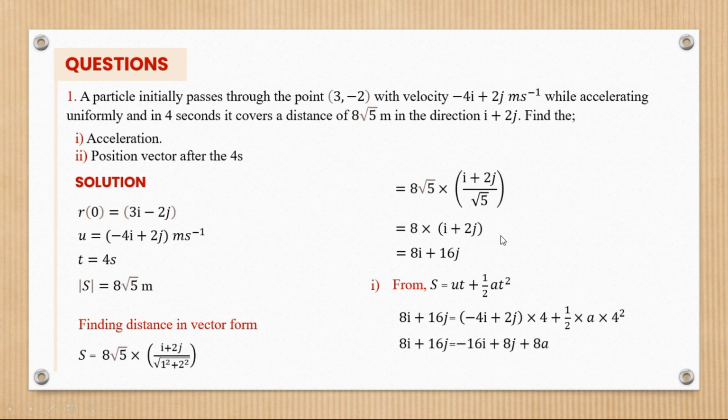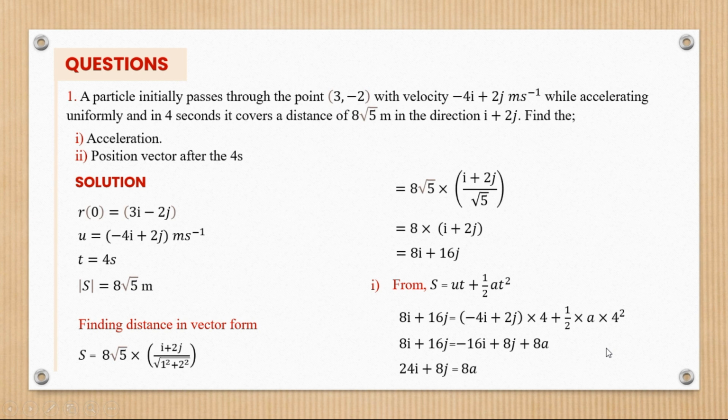Alright, so working this out, I'll have 4 times -4, which is -16i, 4 times 2, which is 8j, as you can see. Then this side I'm left with a half times 4 squared. Now 4 squared is 16, a half times that is 8. So 8 times a is 8a. So that's why I'm left with it this way.